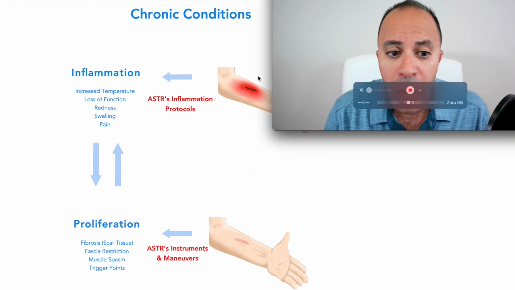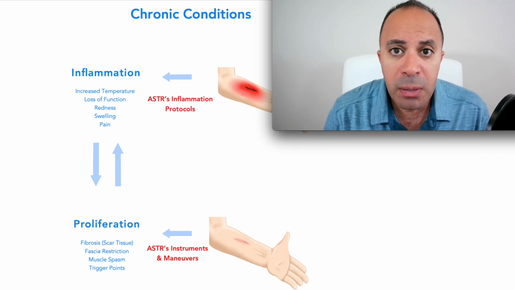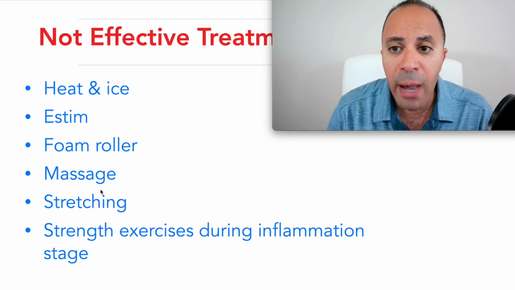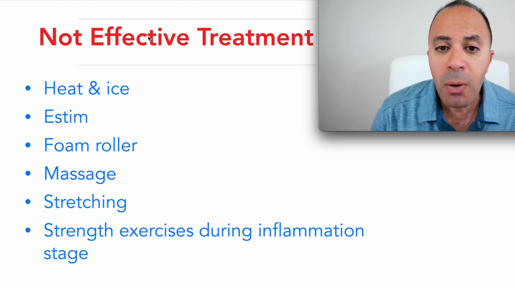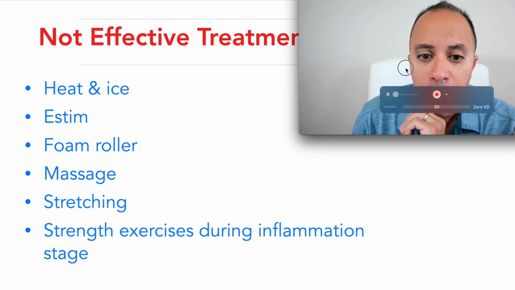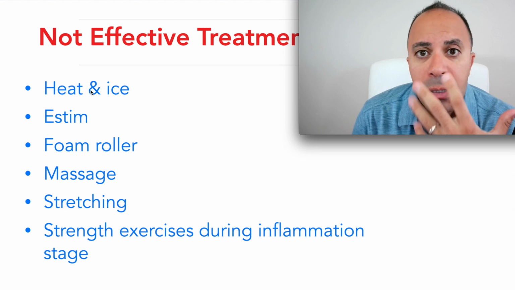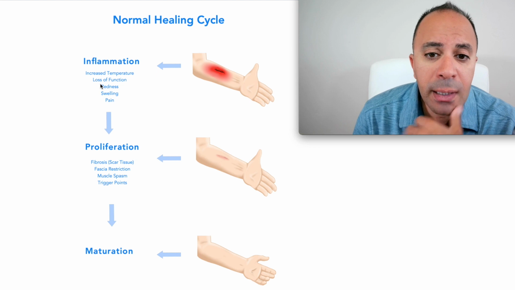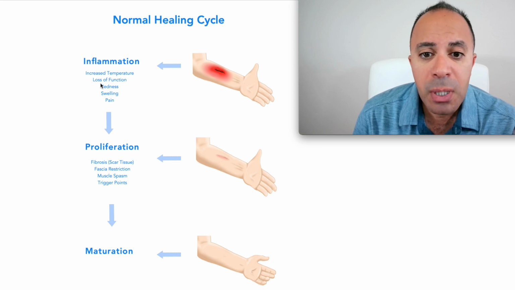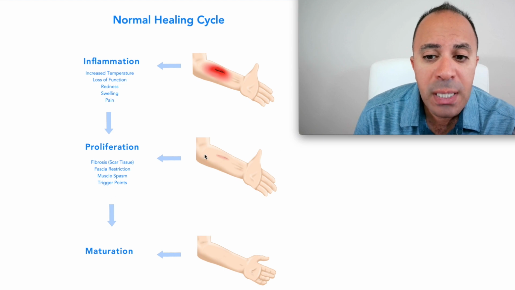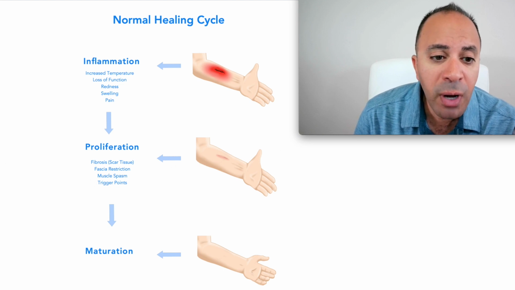Before I start with the effective treatment, I will go over what is currently used that doesn't work, so you don't have to waste your time on it. And we're going to relate that to the normal healing cycle. So, ice and heat are used to temporarily decrease pain. But when we look at the healing cycle, it's not really going to decrease the inflammation much or do anything in the proliferation stage, which is breaking scar tissue or releasing fascia.